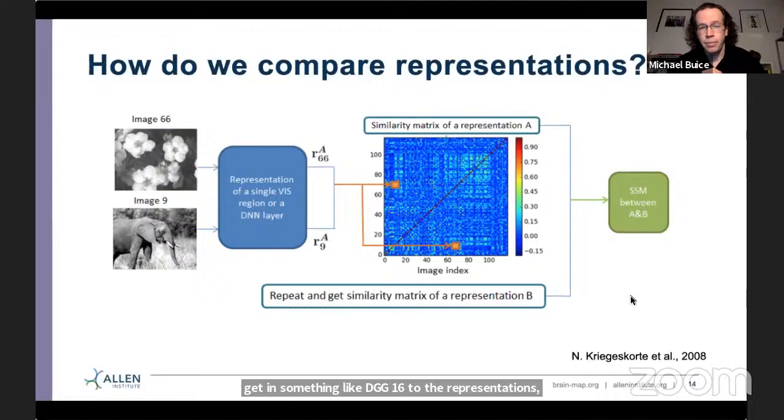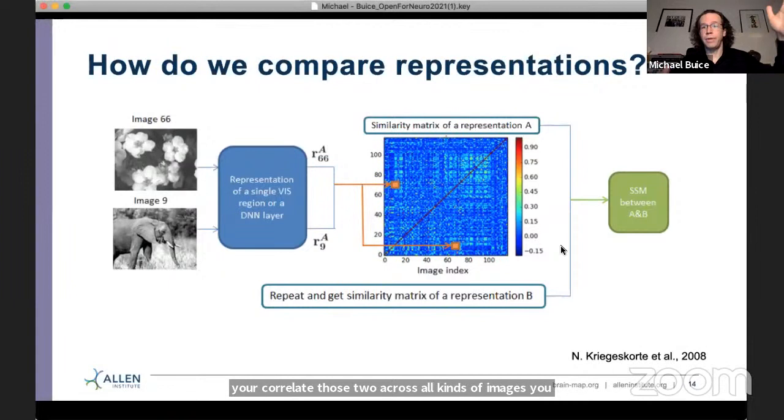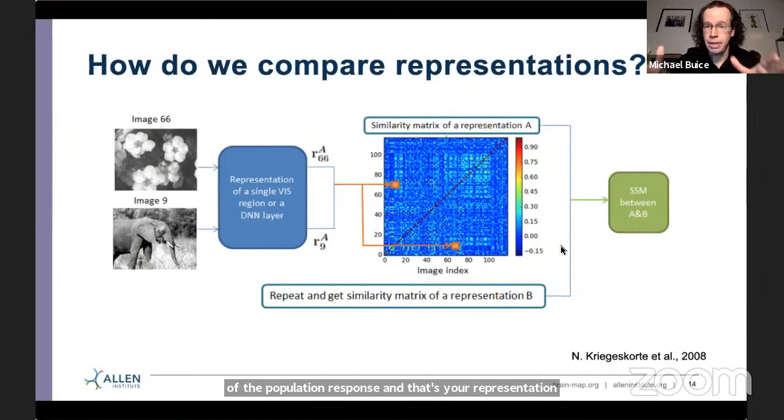So with a similarity matrix, what you do is you show an image, you get a population response, you show another image, you get another population response, and you correlate those two. Across all pairs of images, you get this matrix of correlation values of the population response, and that's your representation. That's what you call a similarity matrix, and you correlate that matrix across the different things you want to compare. So some layer of VGG, for example, versus an area of the brain observatory.